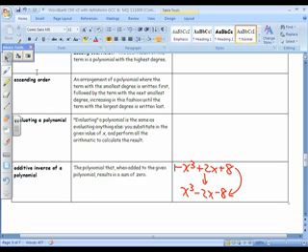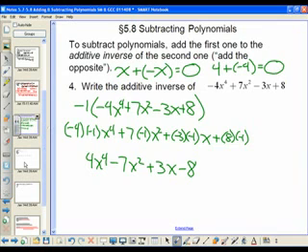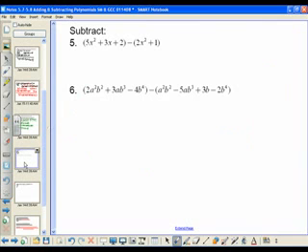The additive inverse and add them. So you're going to make your own example there. So if we had a problem when we subtract like this.